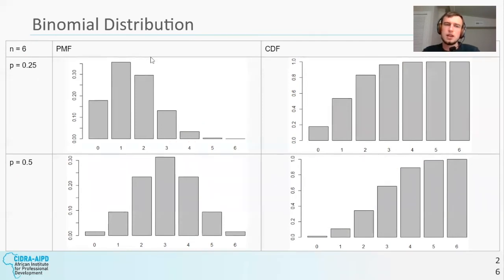So I'd like to ask you to pause the video and try to think about what the PMF and CDF would look like when the probability of success is 3/4 and 1 respectively. Then we're going to show it and see how it matched up to your expectations.